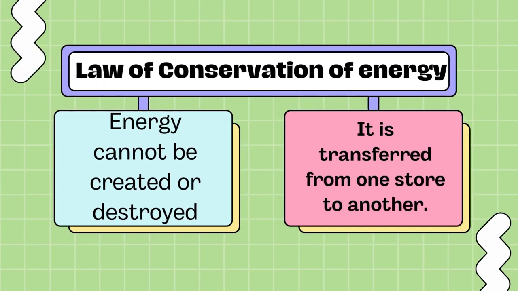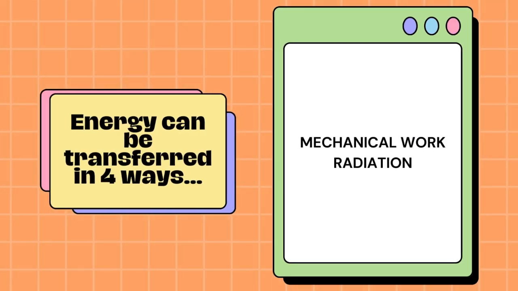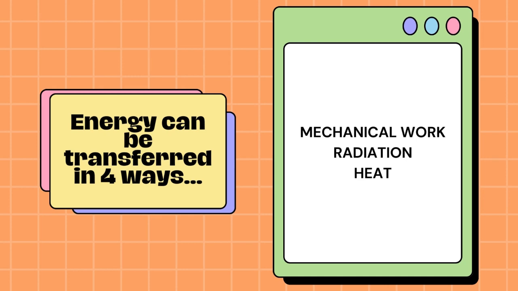So, we've looked at how energy can be stored. But we know that from the law of conservation of energy, it is transferred from one store to another and not destroyed. It can be transferred in 4 ways: mechanical work, radiation, heat, and electrical work.